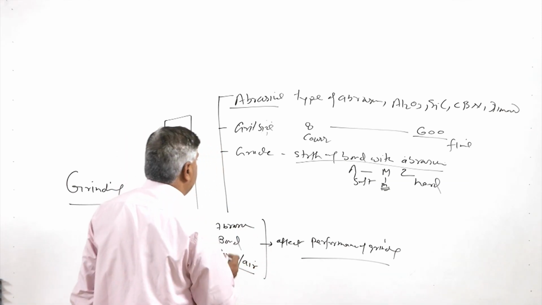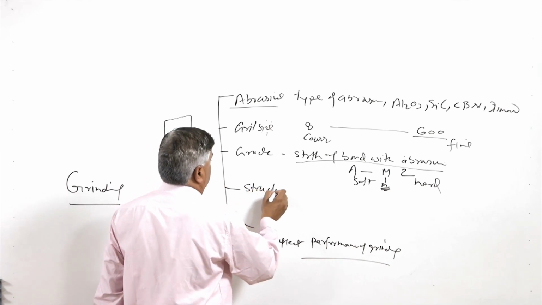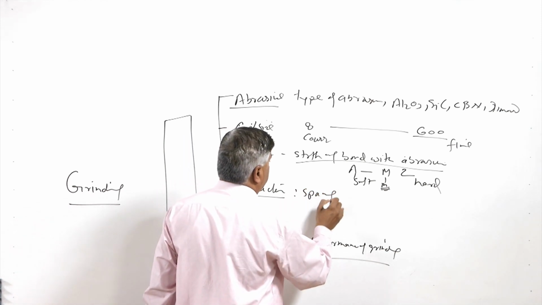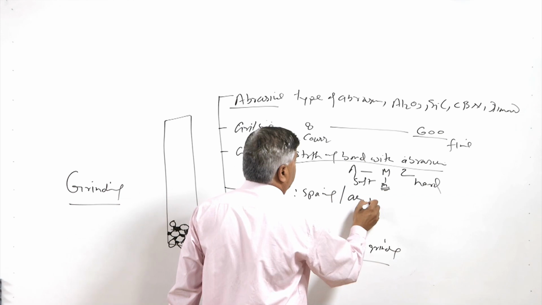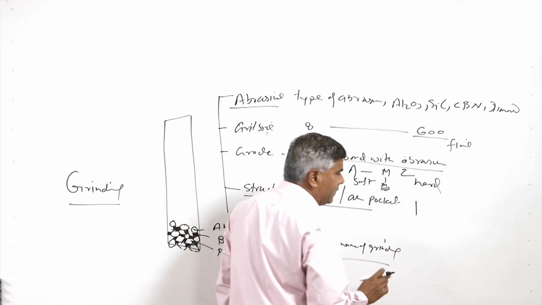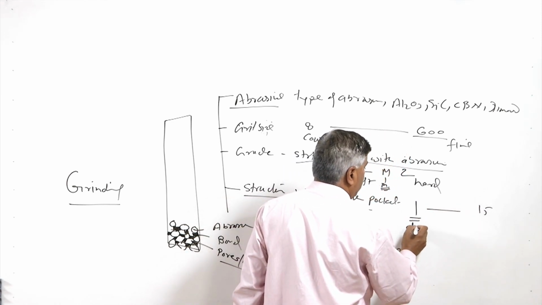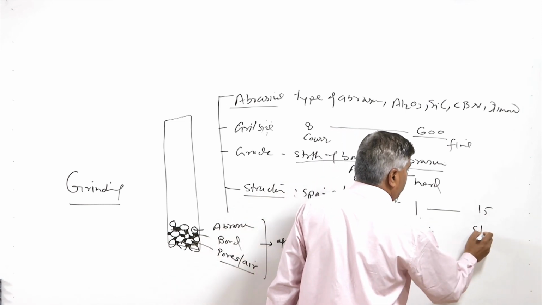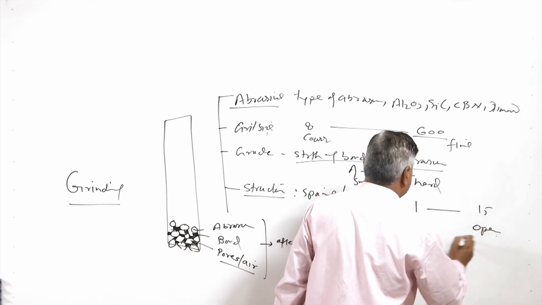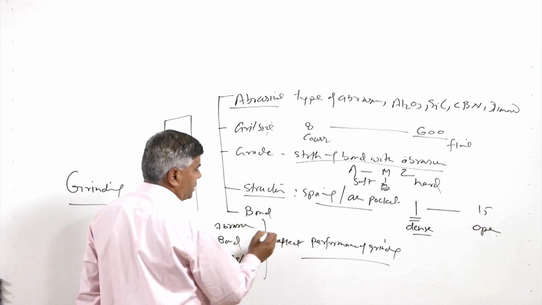So, grade shows the firmness of the bonding of the abrasives with the bonding material. Then we have the structure. Structure indicates the kind of spacing between the abrasives, the air pockets which are there. It is indicated by the numbers 1 to 15. 1 is for very dense and 15 is for very open structure.